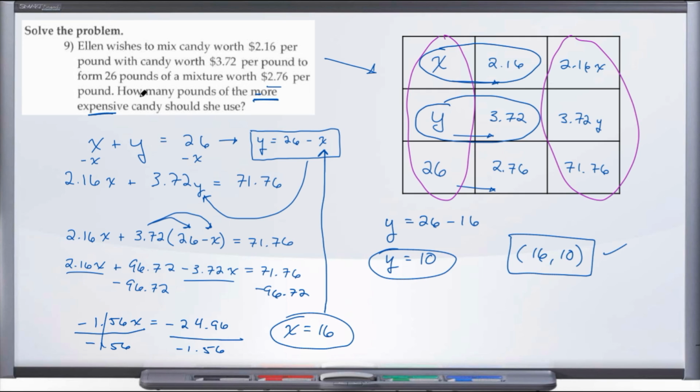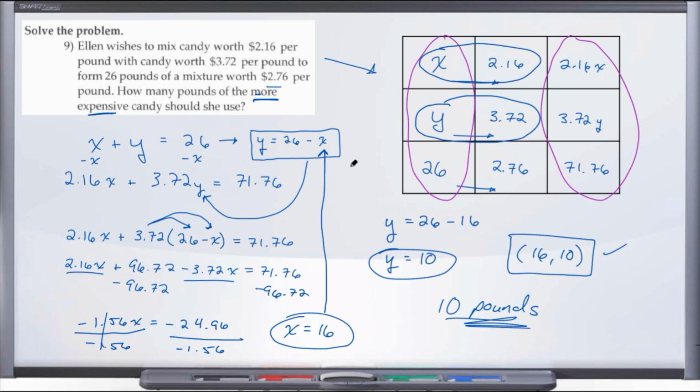All right, and so when it asks us how many pounds of the more expensive candy should she use, we're going to look at the y and see what that value is. So we're using 10 pounds of the more expensive candy, and so in this case, our answer would be 10 pounds.